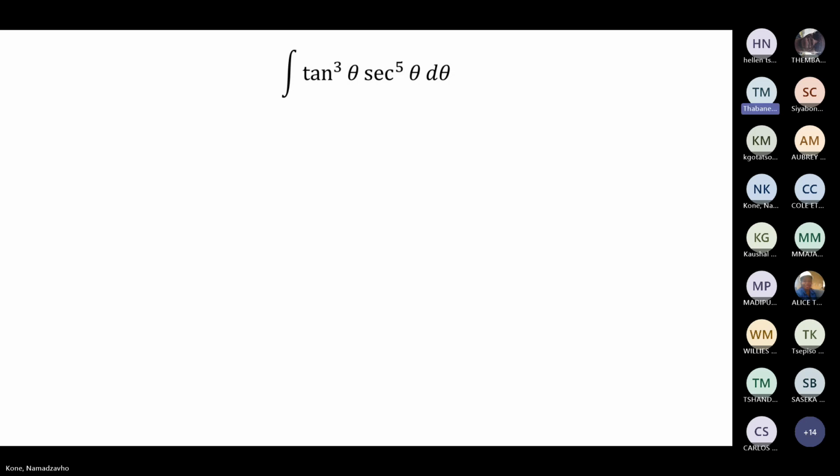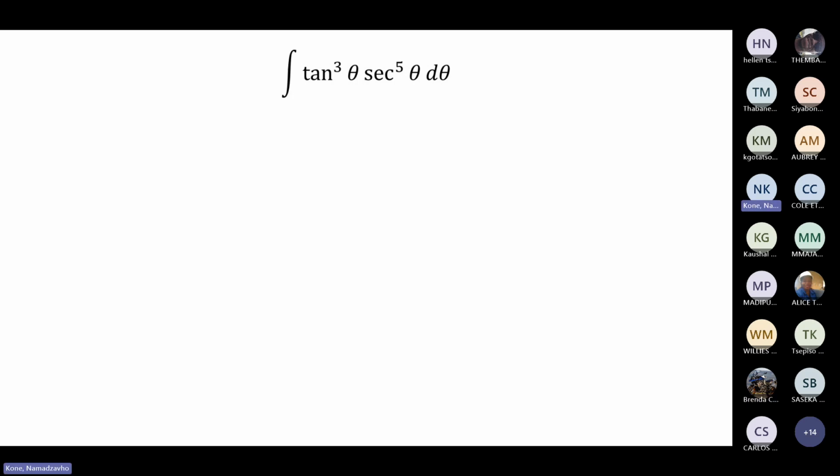I believe sec tan. If we take one tan, we'll be left with tan squared, which is an identity. I think we must use the tan side. But then if we take only one tan out and we are left with tan squared, we still have a problem with this sec power 5.